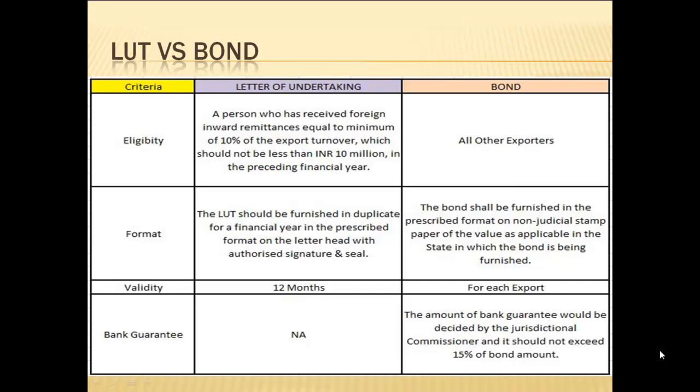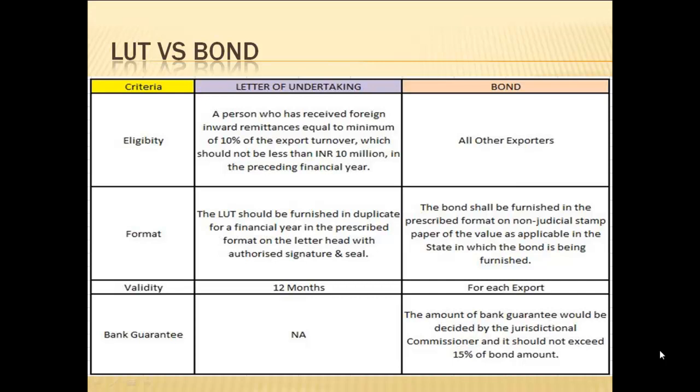The second criterion is format. The LUT, that is the letter of undertaking, should be furnished in duplicate for a financial year in the prescribed format on the letterhead with authorized signature and seal, whereas bond shall be furnished in the prescribed format on non-judicial stamped paper of the value as applicable in the state in which the bond is being furnished. The third criterion is validity. For letter of undertaking, the validity is 12 months, whereas for bonds, it is applicable for each export.